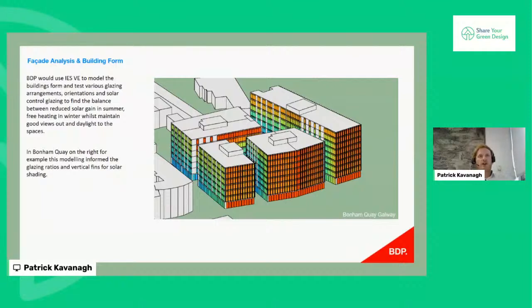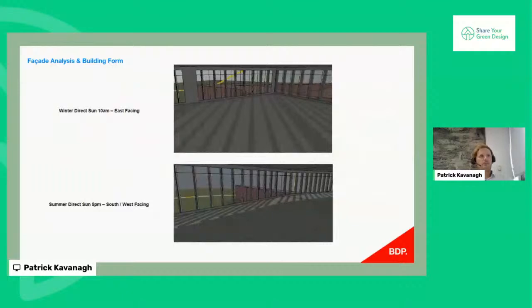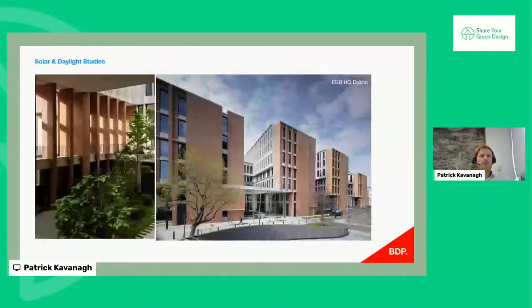So in the bottom key on the right, for example, this modelling informed the glazing ratios and vertical fins for the solar shading. From the model itself, we took a few snapshots, but the intent was to look at how in the morning during winter we can get direct sunlight and solar gain into the office to preheat it when heat losses are greater, but then in summer keep that afternoon sun shaded and its impact on cooling loads down.